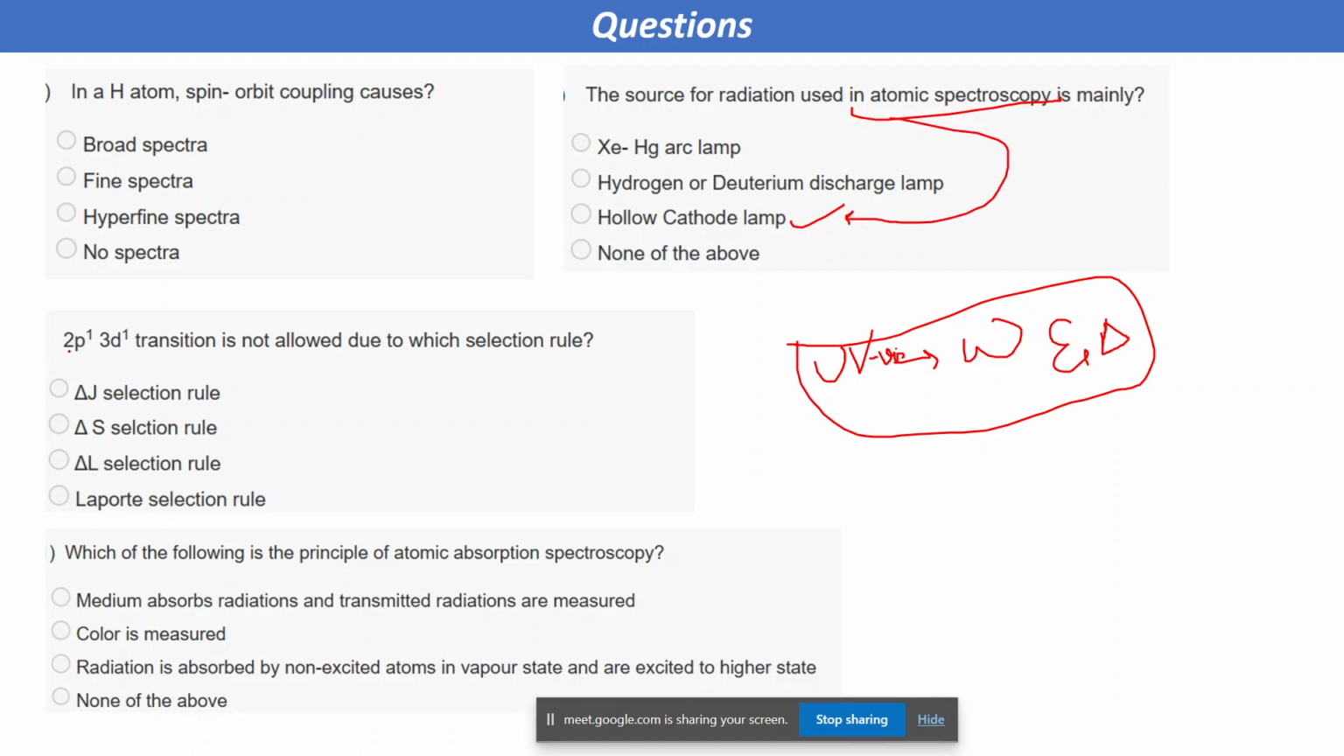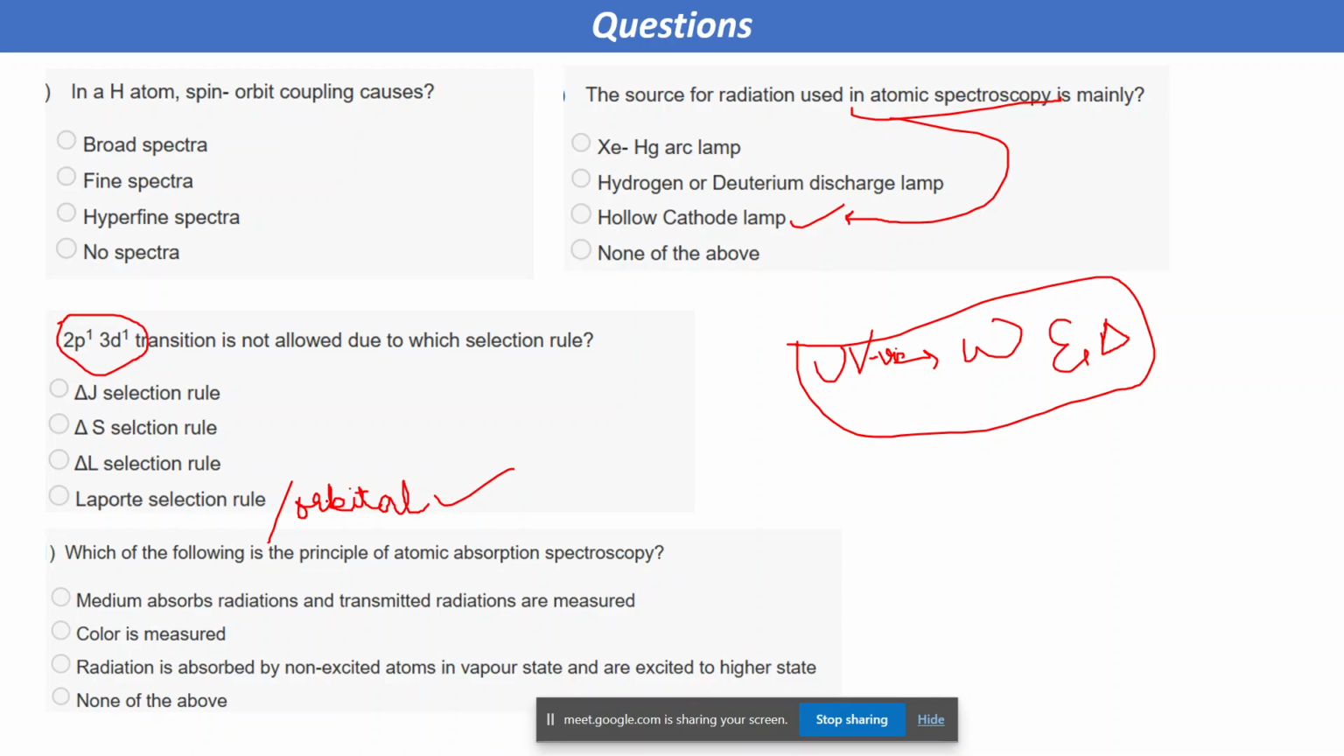Now, the 2p1 to 3d1 transition is not allowed by which selection rule? J selection rule, S, L, or Laporte? So it's the Laporte selection rule. And you know the Laporte selection rule is also known as the orbital selection rule. So the transition from 2p1 to 3d1 is forbidden in the case of Laporte.